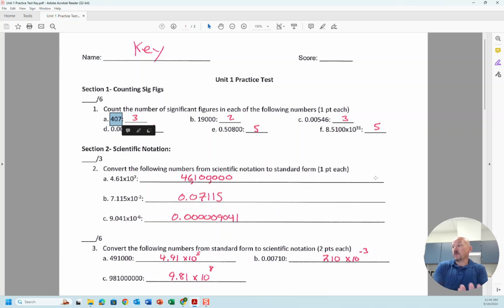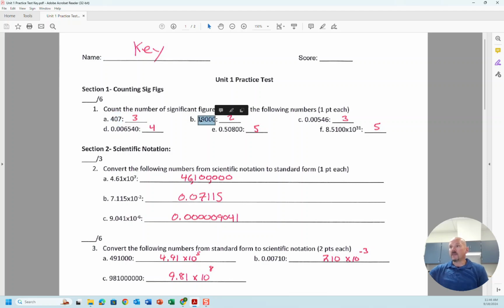You know where the decimal point is, you just don't actually visually see it on your piece of paper, then a trailing zero is not significant. If you do see it, then a trailing zero is significant. And that's it, okay? So 4 and 7, obviously, and that 0 is a captive zero, so it's significant. So this number has 3 sig digs, all right?